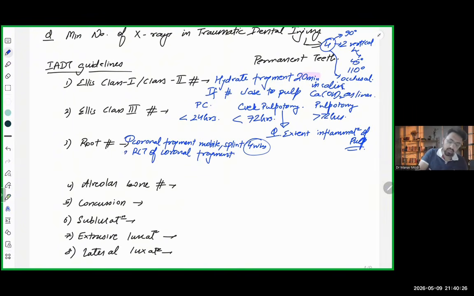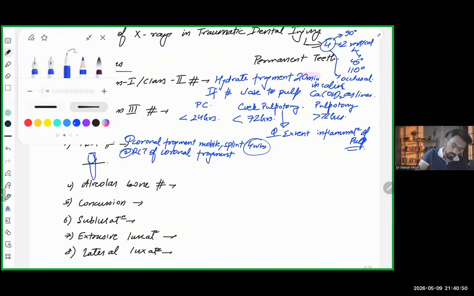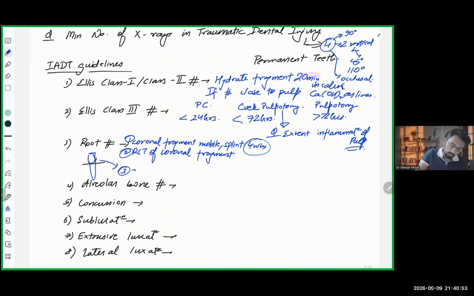Then the third case scenario is when the coronal fragment is mobile and more cervically placed. For example, this is the tooth and we have a fracture around here. So what we will do is extract the coronal fragment, remove it, and do the RCT of the tooth, followed by post and core.